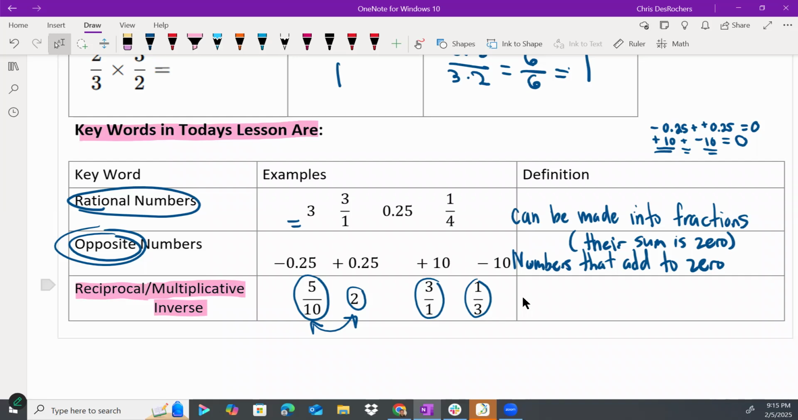Can you guess why these are multiplicative inverses or reciprocals? What about them makes them so? Pause the video for a moment and then write your thoughts down, and then I'll share mine, and you can compare to see if yours matches mine.